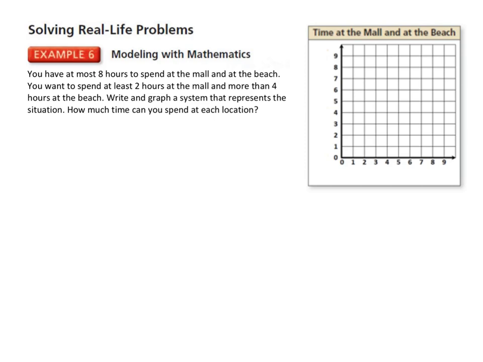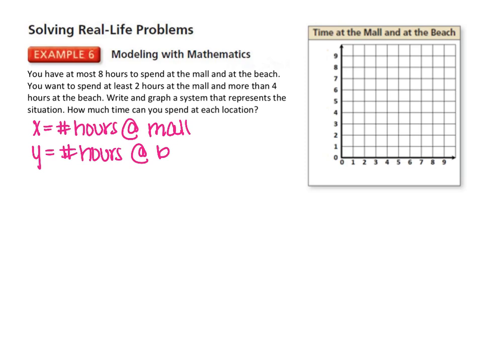Right. So the two things I don't know, how much time at each location. So I'm going to pick letters to represent those. Right. We're going to say let x equal the number of hours at the mall, we'll go mall first, and y is the number of hours at the beach. And then I went ahead and labeled those right away on my graph as well.